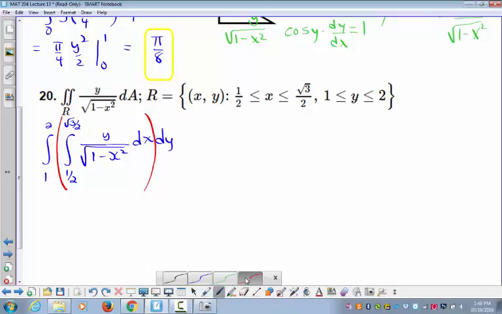So everyone kind of get that set up. It's pretty straightforward up to that point. And I think going with respect to x makes the most sense first, because you get rid of the square root, makes it look a little simpler. And when we do that, we get the arcsine function. So this is going to be y times inverse sine of x from 1/2 to root 3 over 2.